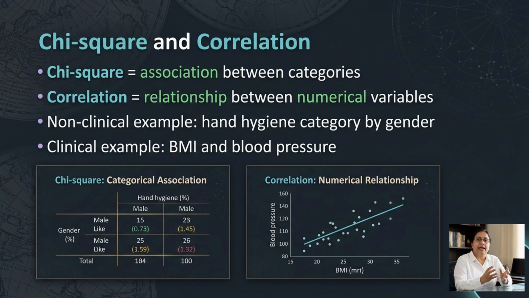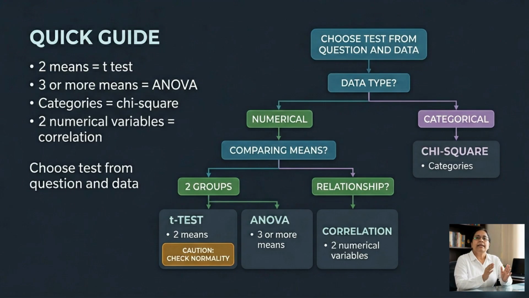So again, the idea is not to memorize names blindly. The idea is to match the test to the data and the question. Let us end with one quick guide that you can remember. If you want to compare 2 means, think about the t-test. If you want to compare 3 or more means, think about ANOVA. If you want to examine the association between categories, think about the chi-square. If you want to study the relationship between 2 numerical variables, think about correlation.